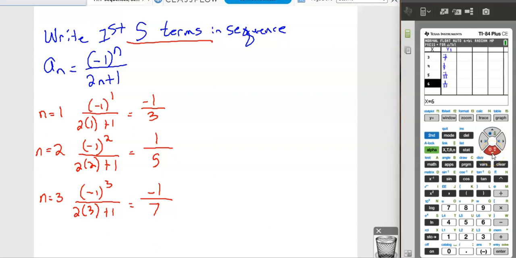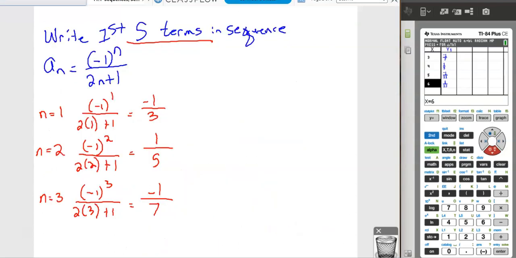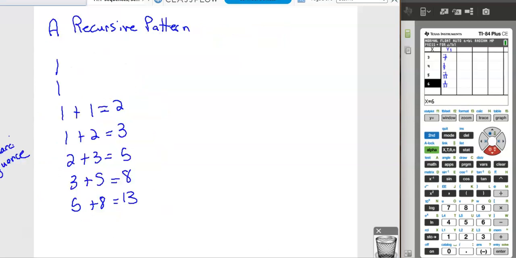So you can always go to your table to do this. Sometimes, like the previous problem I did, I could do that quicker than plugging into the calculator probably, so it's not that big a deal. But sometimes looking at some of these big things, it's easier just to plug this in and look at your table. All right, so then you can find the first 4 numbers, 10 numbers, whatever it is, very easily.